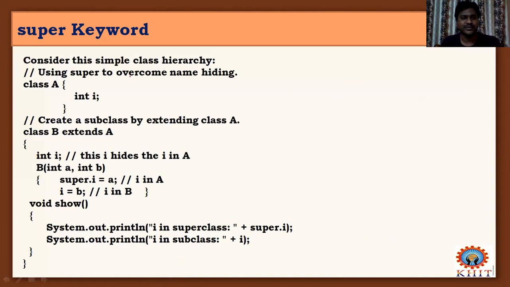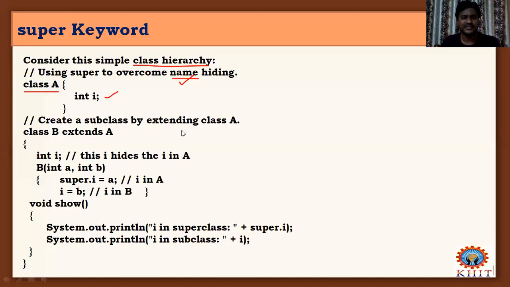Coming to the example program of this one, consider this simple class hierarchy, that means inheritance. To understand the second usage of the super keyword, when we have the same name in the superclass for a member, either a method or an instance variable, and the same name in the subclass also, this naming convention hides the superclass member. So coming to this superclass A, we have an instance variable i of type integer.